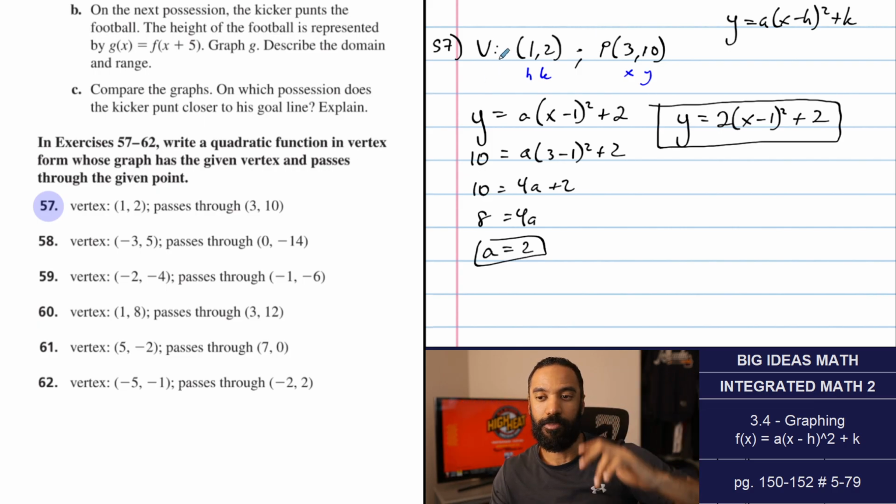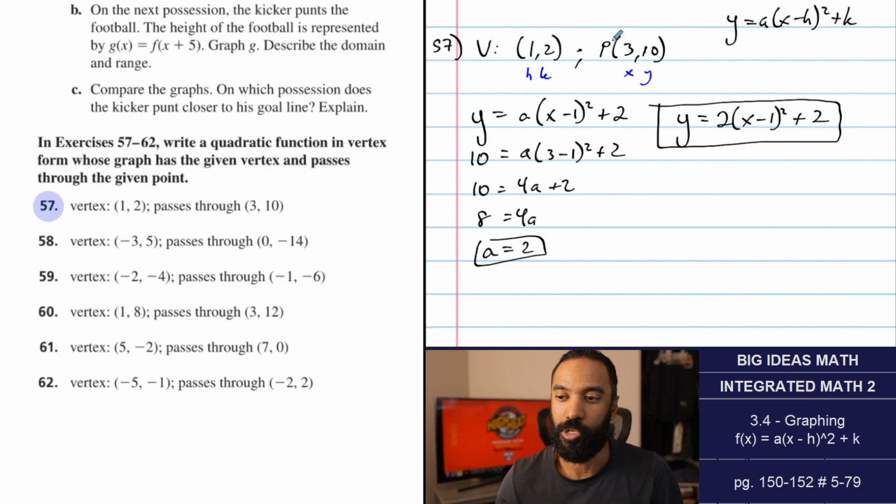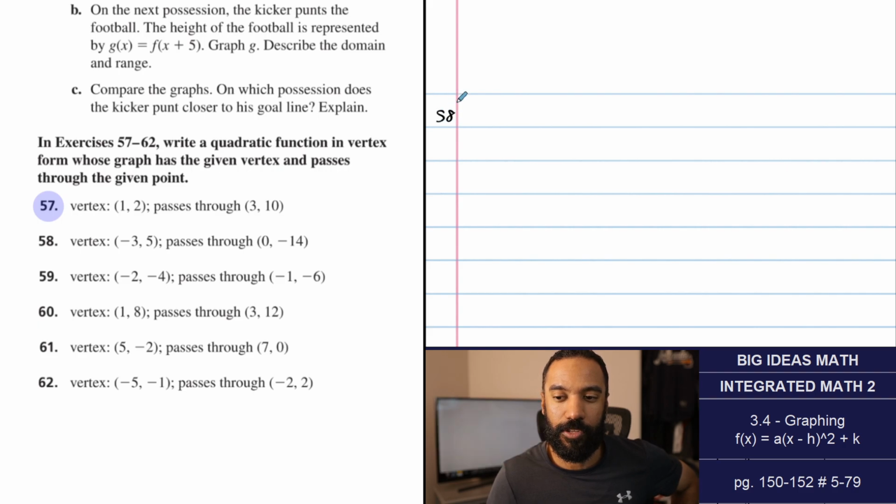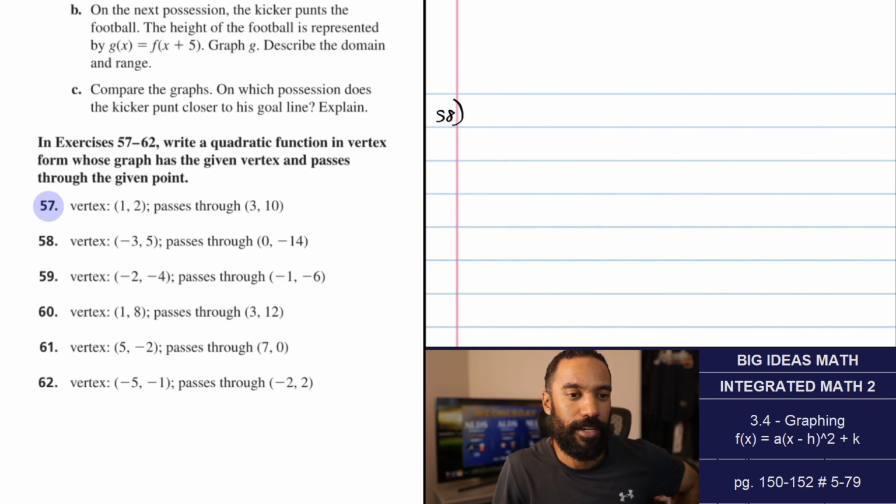4 times what gives me 8? Where am I getting 8 from? From 2 to 10. The distance from 2 to 10 is 8. 4 times what is 8? 2. So like I said, I might give you some of the answers beforehand if I know what they are, but we're going to work this thing out.